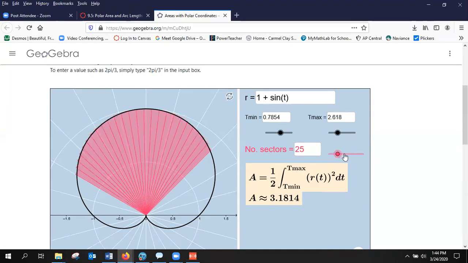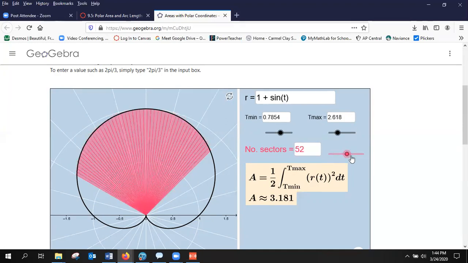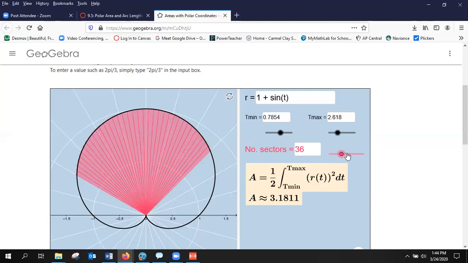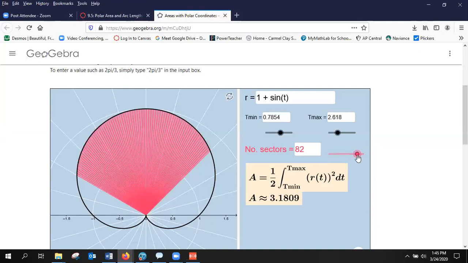What we do is we are creating larger and larger sectors, which cause this area. If you see, that area goes from a smaller value to a more and more accurate value, the more sectors that we create.